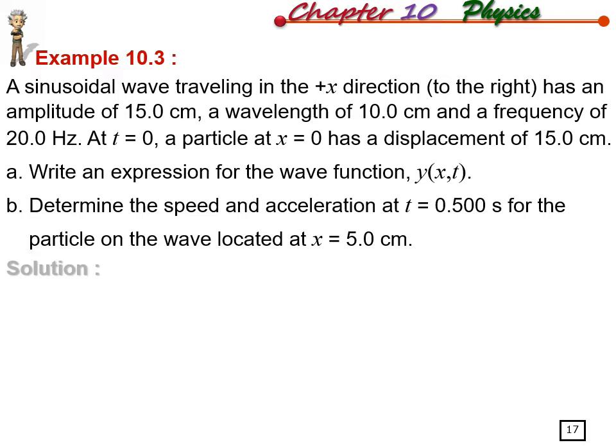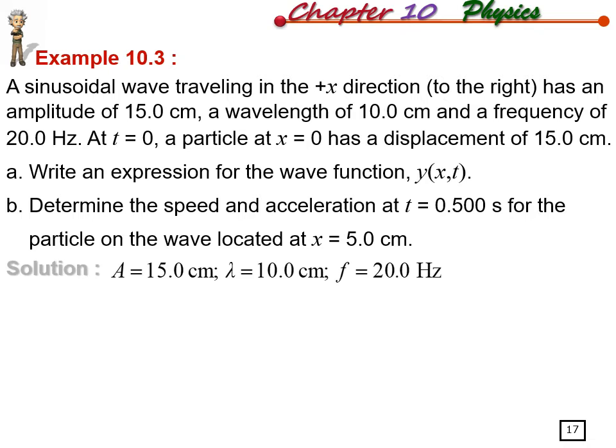So that means it does not exactly start at equilibrium, right? So you will have an initial phase over here, 15 centimeter. They want you to write the wave function, a function of x and t, and then determine the speed and acceleration at t equals 5 seconds for the particle on the wave located at 5.0 centimeter.